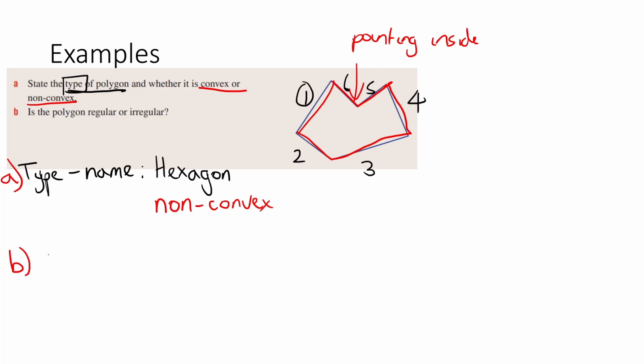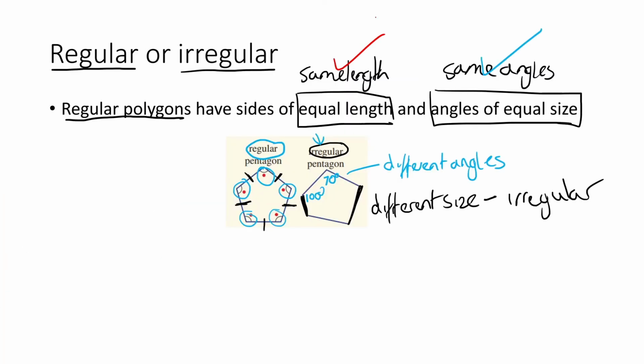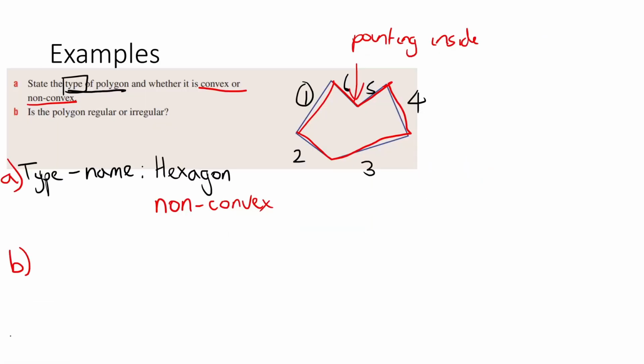Part B, you have to check if it's regular or irregular. Remember, on our last slide, for regular polygons you need to have the same length and same angle. So you look at your picture, you can look at the length of one side. This side in black is a lot smaller than this side here. Because they don't have the same sides, you can already say it's irregular.